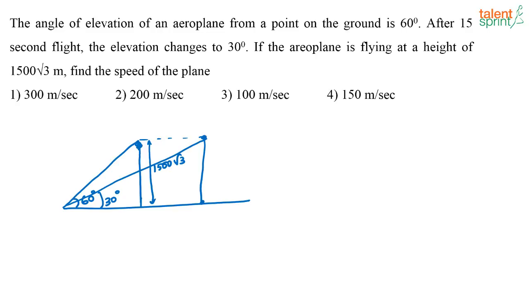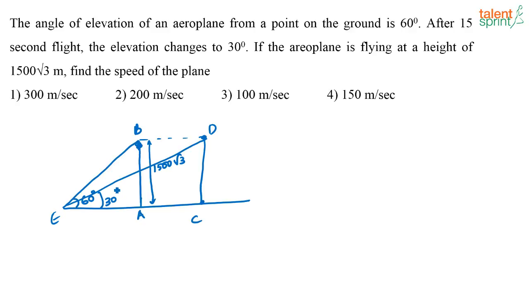So what is given here? See, first the plane was in this point, angle of elevation was 60 degree. Now the plane has moved some distance in a time of 15 seconds, and now the angle of elevation has become 30 degrees, and you have to find out the speed of the plane. So let us just put names here A, B, C, D, E.